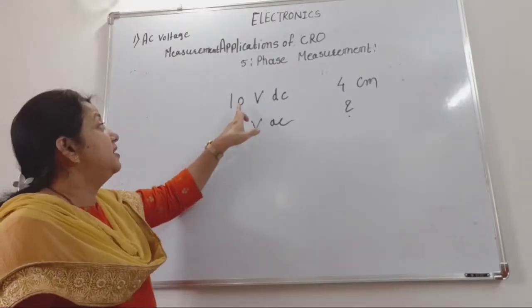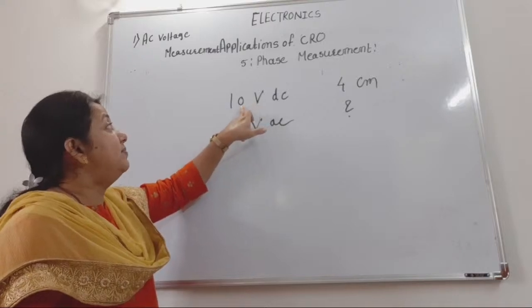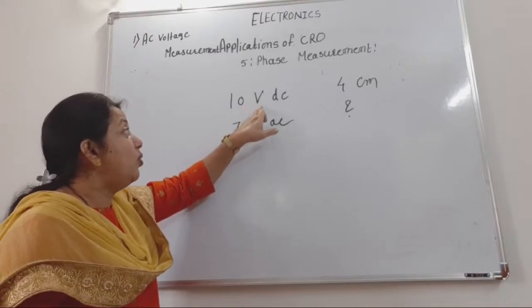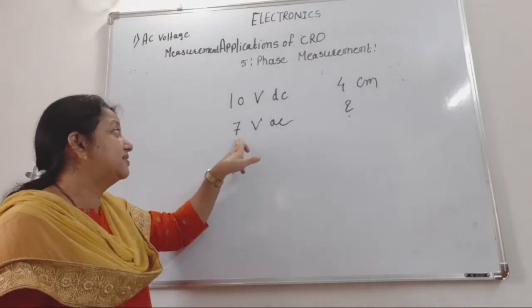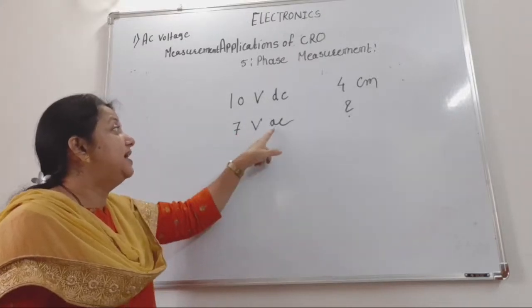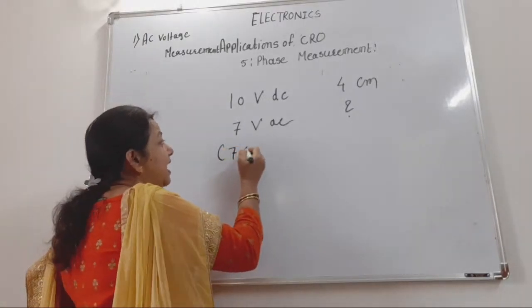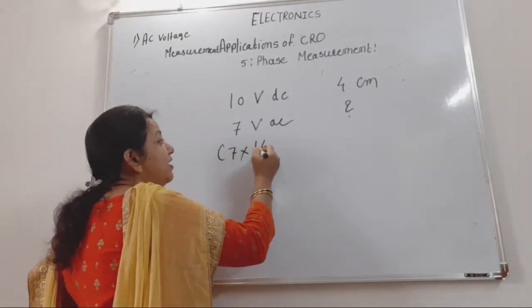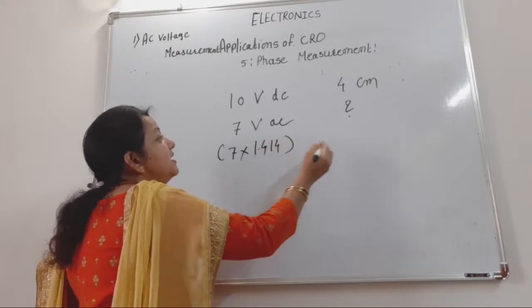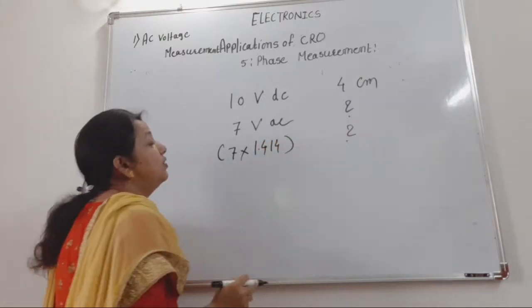But here, see, the basic difference is that 10 volt DC is given and what they ask is 7 volt AC. So we have to convert this AC voltage into DC. Therefore, here 7 multiply. How do you convert that? Multiplying by 1.414. And here, what is the total displacement?